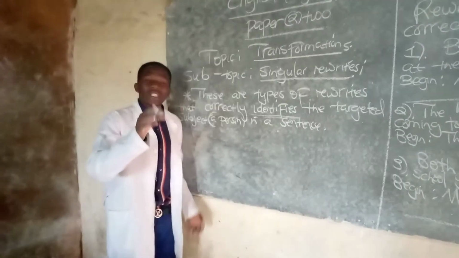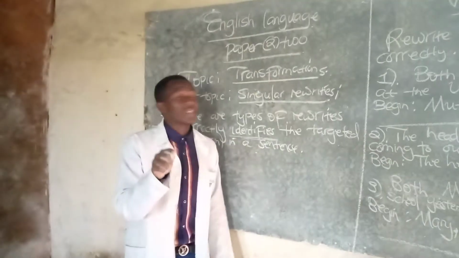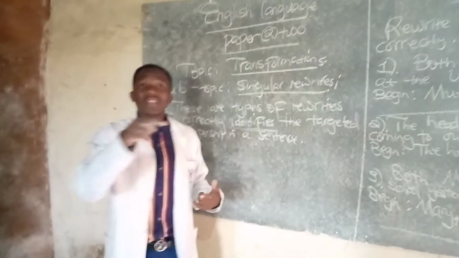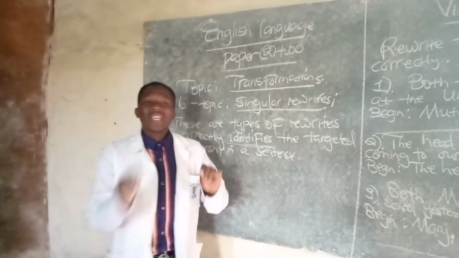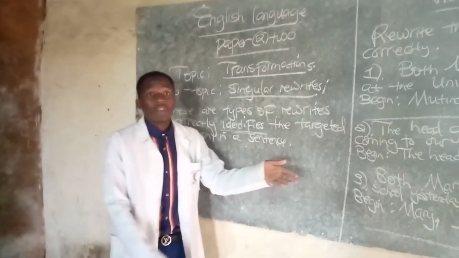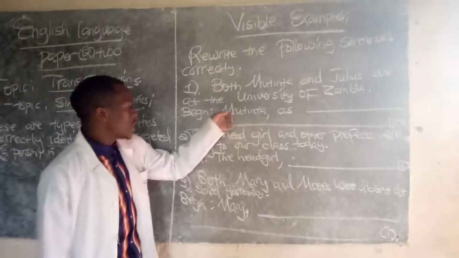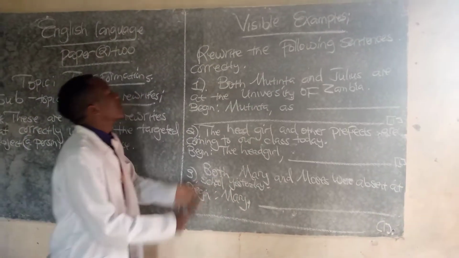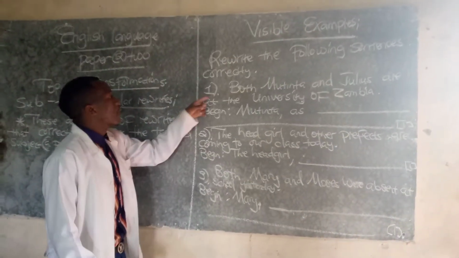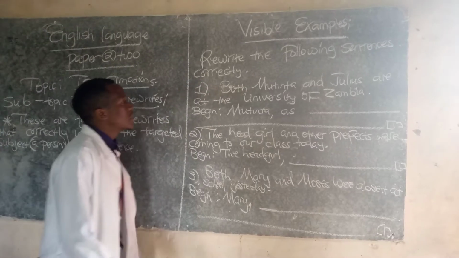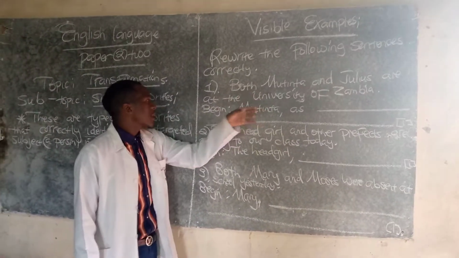The subject is the performer of an action inside a sentence. When you talk about certain names inside the sentence, those are the subjects, because they are the people that ensure that sentence becomes more meaningful. So let's see what you're going to do. These sentences which we currently have here: rewrite the following sentences correctly. Number 1, both Mutinta and Julius are at the University of Zambia.